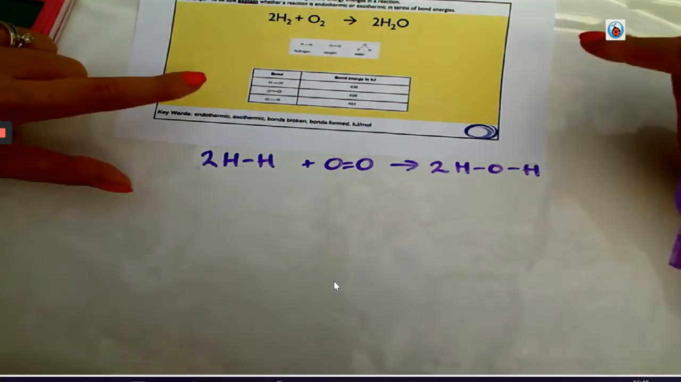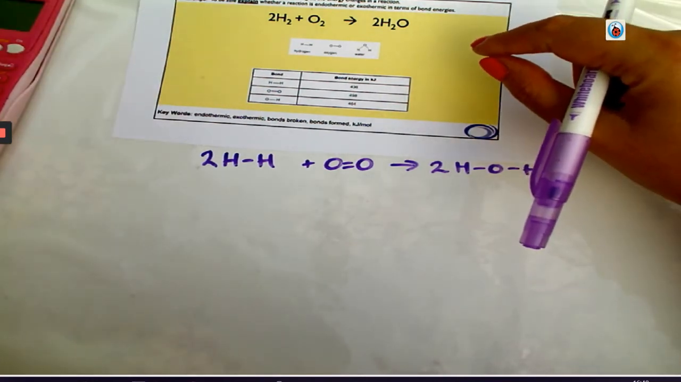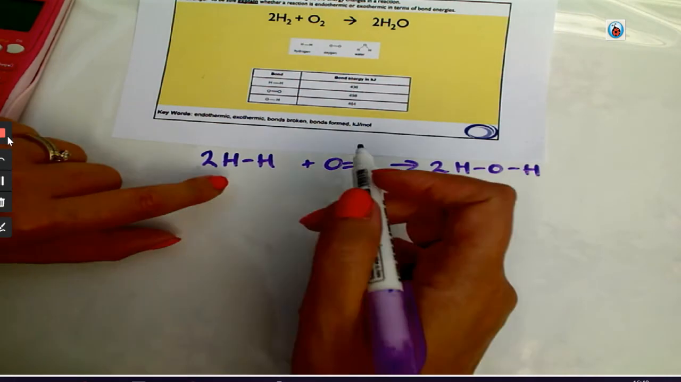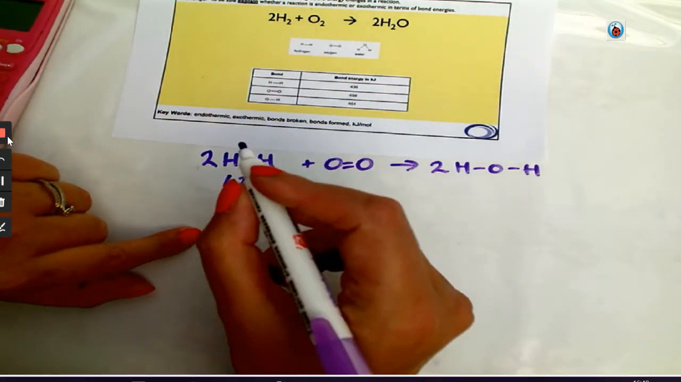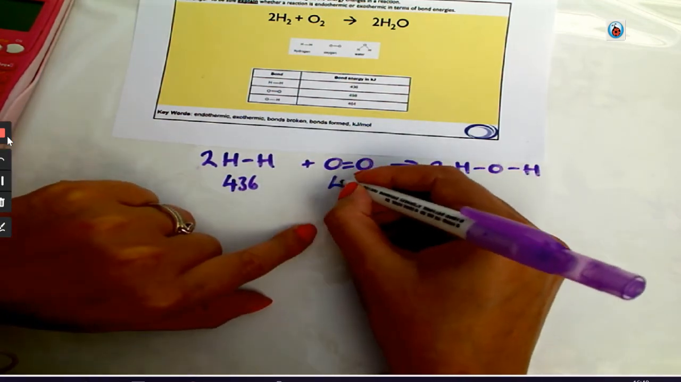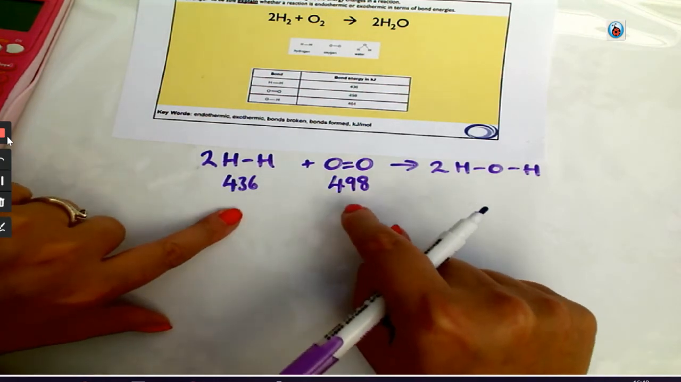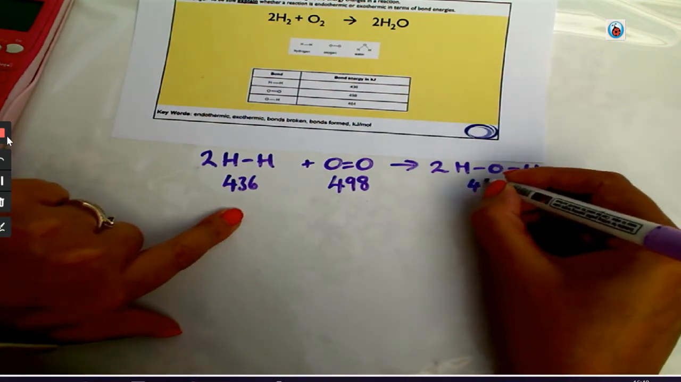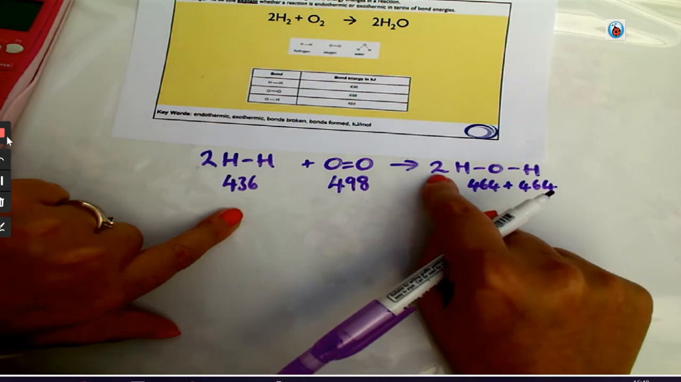Now, the information I've been given in the table is the amount of kilojoules required to either break or make each bond. So that means this hydrogen bond requires 436 kilojoules to break it, and I have 2 of that bond. This oxygen to oxygen bond requires 498 kilojoules to break it or make it. In this case, it's break because I've got my reactants. And this bond here, O to H, requires 464, but I've got 2 of them in this molecule, and I have 2 of that molecule.